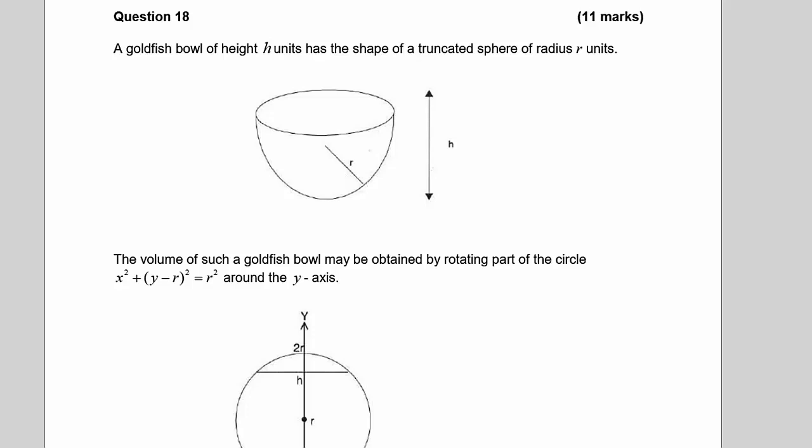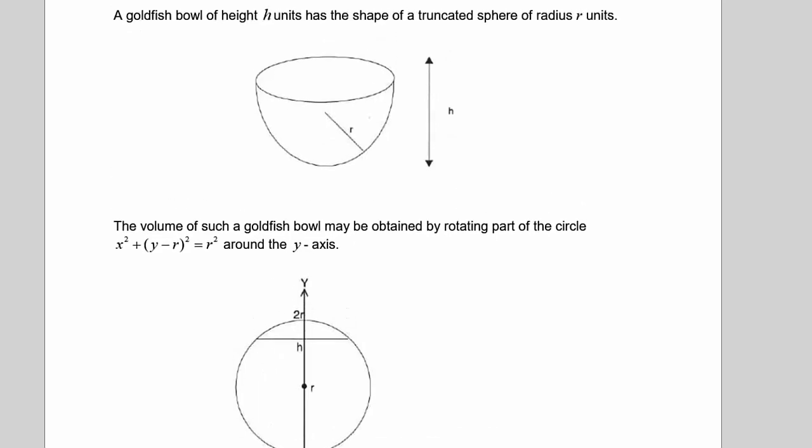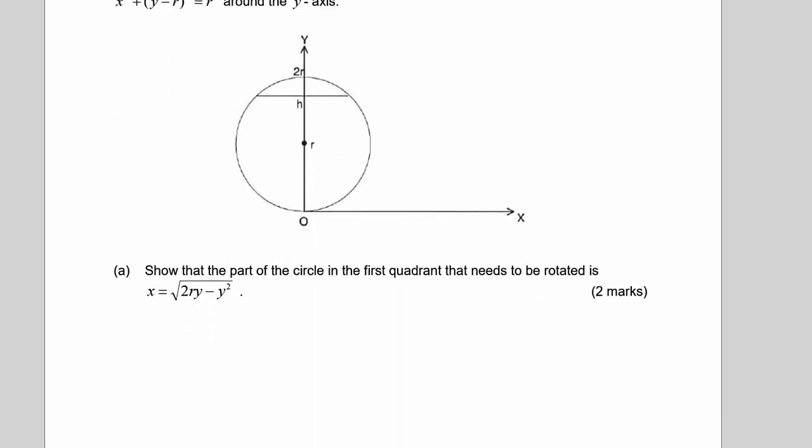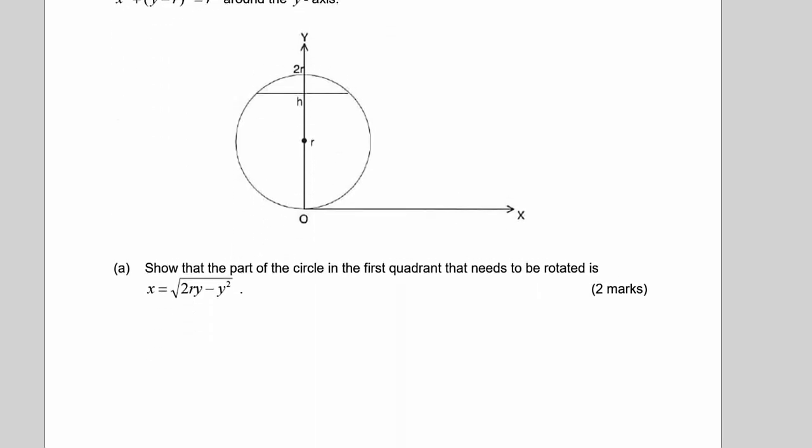Okay, so let's take a look at this one. We've got the goldfish bowl, which is like a sphere, a truncated sphere, so not a hemisphere or anything. And they're telling me that the goldfish bowl is formed by rotating this around the y-axis. Show that the part of the circle in the first quadrant that needs to be rotated is this.